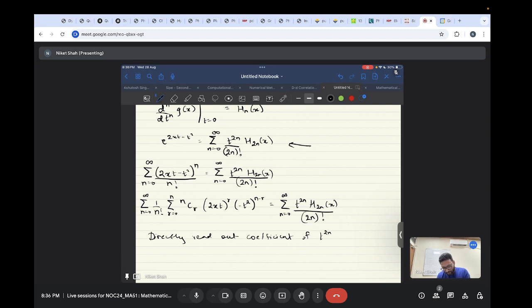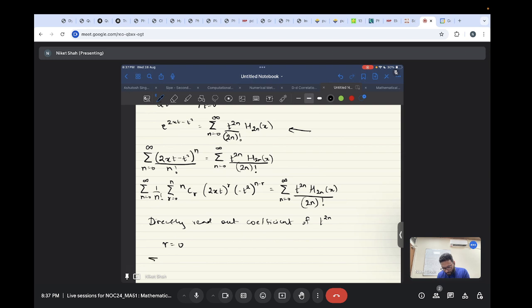What is the coefficient? For that, on the left hand side, I need to put r equal to 0. If I put r equal to 0, that gives me minus of t power 2n. Because it's 2n, r equal to 0, so the minus sign goes away. It becomes t raised to power 2n.